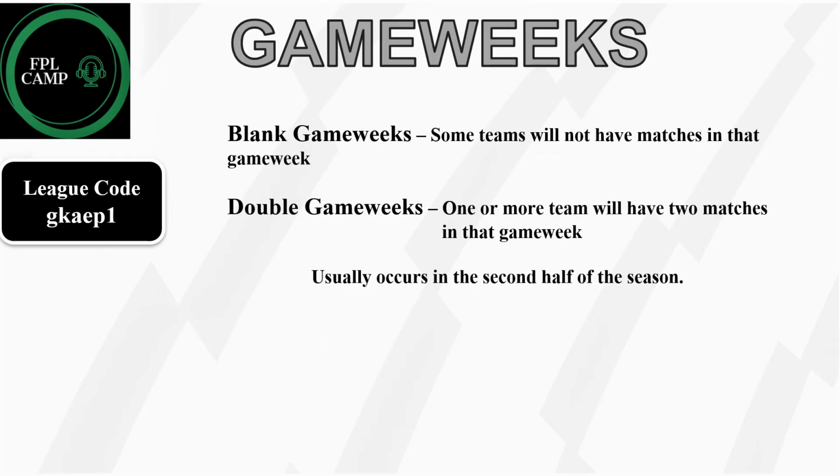There are some special types of game weeks amongst the 38. These are called blank and double game weeks. In a blank game week, one or more teams will not have matches. FPL will alert you beforehand for these particular types of game weeks. Similarly, double game weeks are when one or more teams will have 2 matches in that particular game week. Last season, that is FPL season 2021, we even had a triple game week. Again, FPL will declare such game weeks beforehand. Both blank and double game weeks usually happen during the second half of the season.